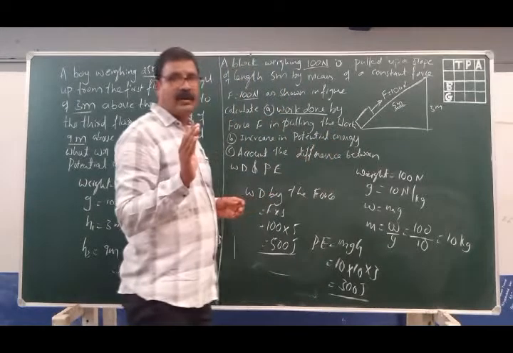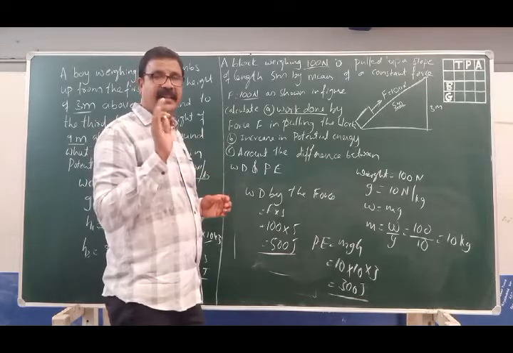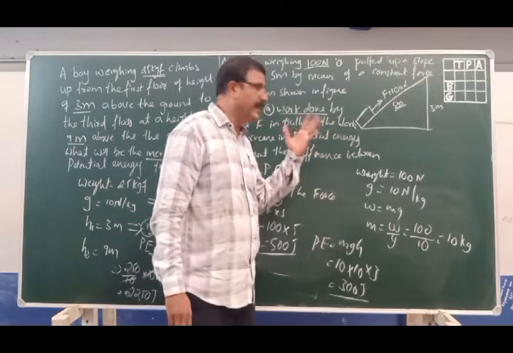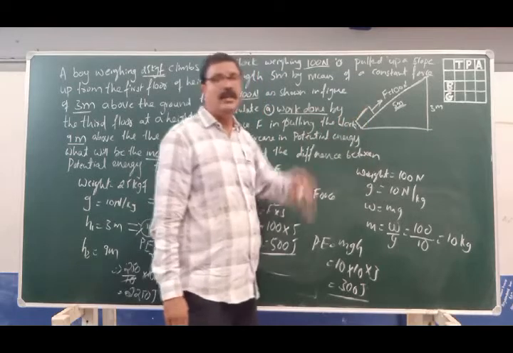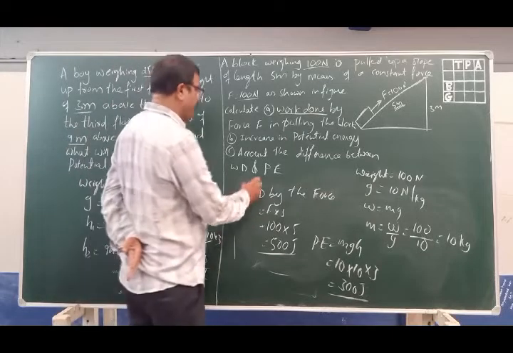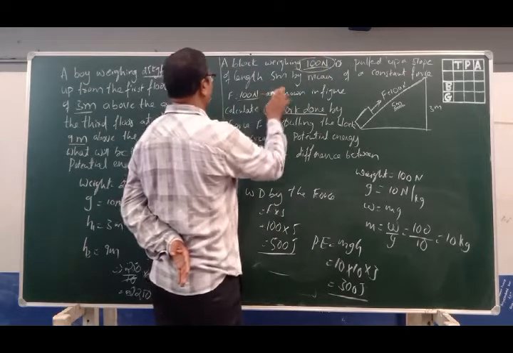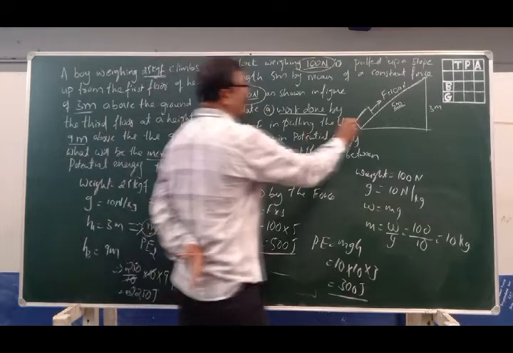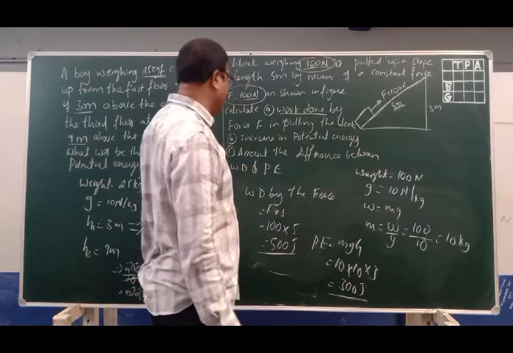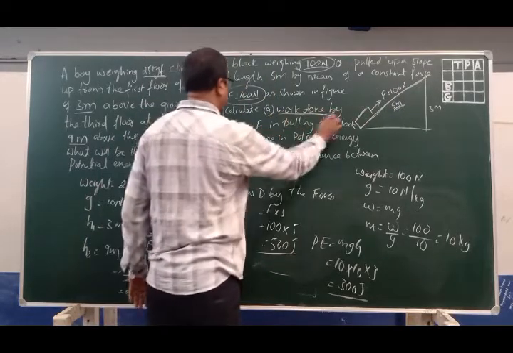We discussed degraded energy in our last session. That 200 joules of energy is nothing but the degraded energy, the energy lost due to the friction between these two surfaces. So these are the two problems. Once again I explain this problem before wiping it out. The block weighs 100 newtons and is pulled by a force of 100 newtons along a length of 5 meters. What do we need to calculate first? The work done by the force F.